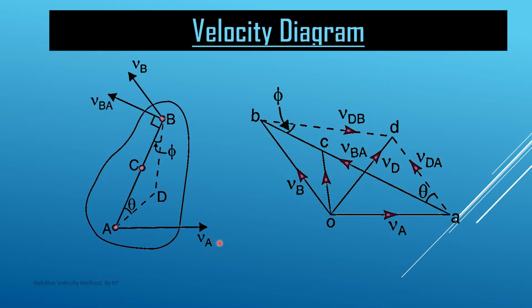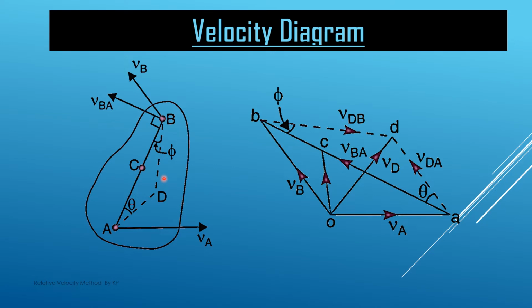So this VA is the absolute velocity of this A point in this direction. So VA we know in magnitude and direction. This is the VB, the absolute velocity of point B, and we know this value in direction but not in magnitude. But we know the relative velocity of this B point with respect to point A. It is always perpendicular to the line joining B to A. So we join this line and we draw a perpendicular vector.